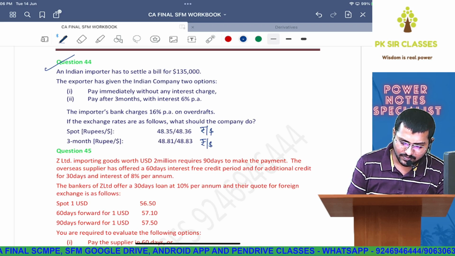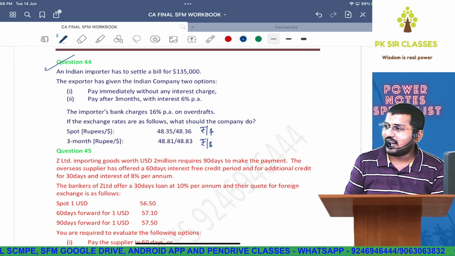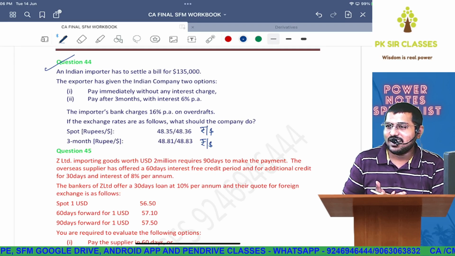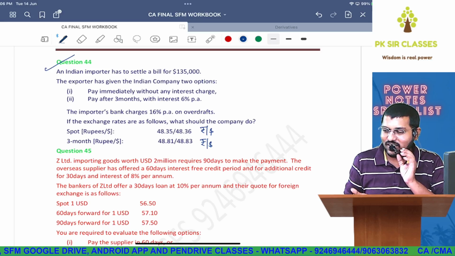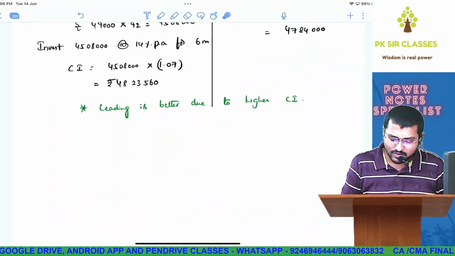Can you do it? This is similar to which example? You know that it is similar to my example. Which example is it, example 1 or example 2? Okay, anyway, let's do this. Question number 44.